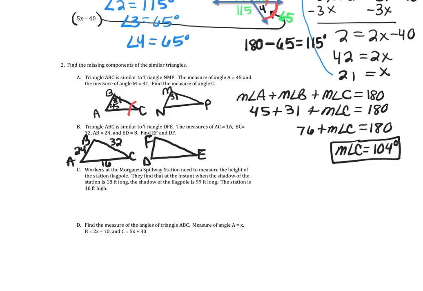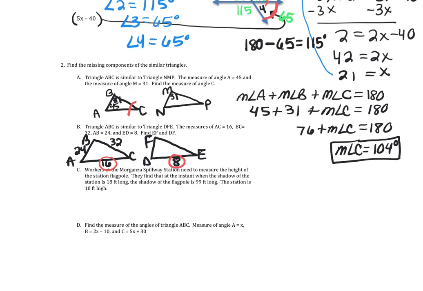E to D is 8. And what it's asking us is to find both EF and DF. Now, when we do this, we can only find one of them at a time. We're going to set up our proportions because we know there's a proportionality statement between the two similar triangles. We are going to start with using 16 and 8.